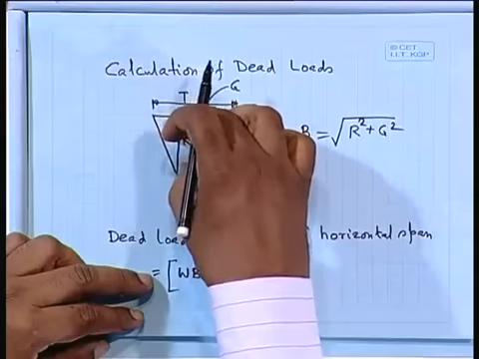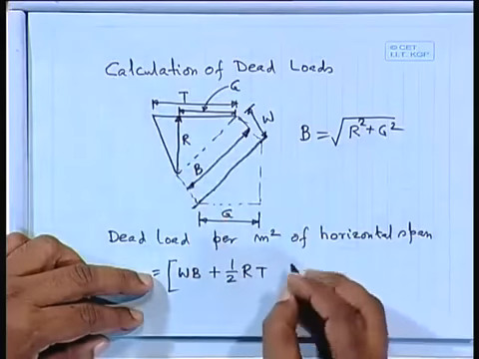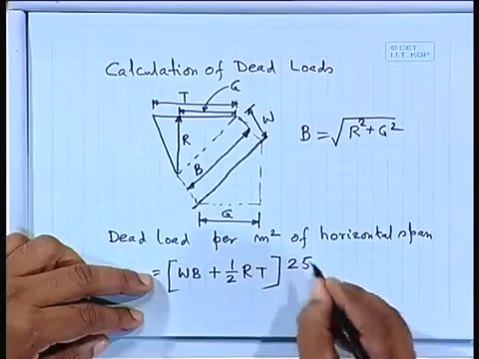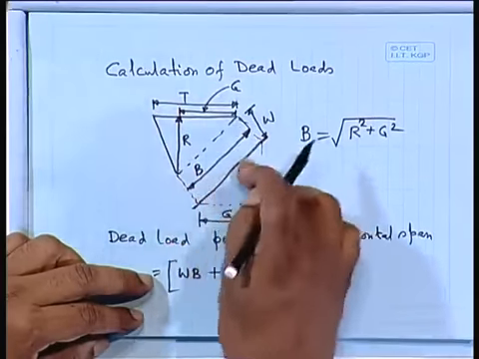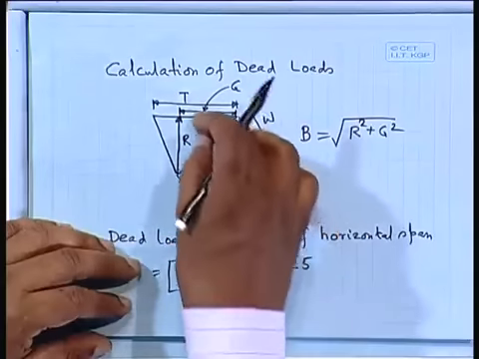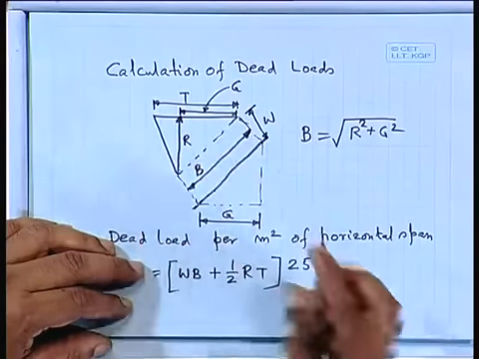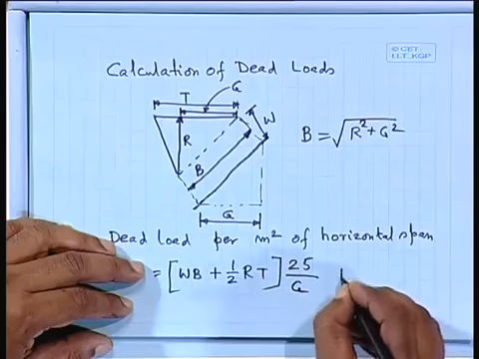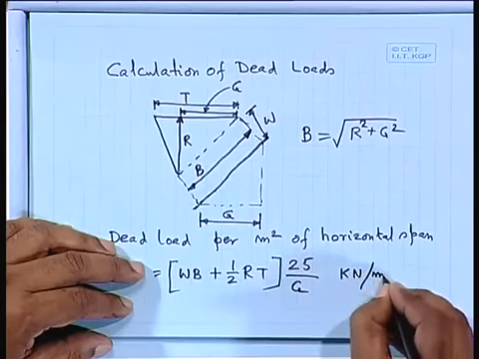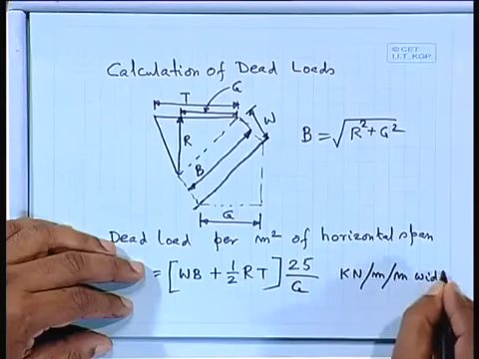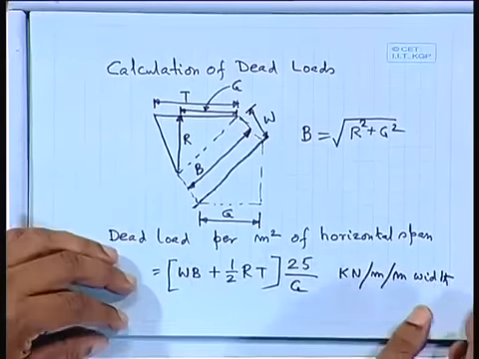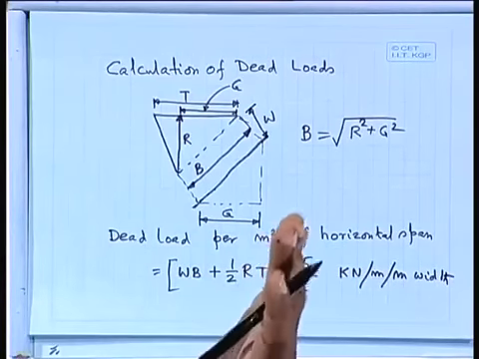R is the height, and T that base, you can say, times the 25 kilonewton per meter cube. This is the 1 meter of width of the staircase, 1 meter width of the staircase times 25 will give me the weight, and divided by G, this one means kilonewton per meter width, or kilonewton per square meter. We are talking the staircase is going like this. So, I am taking 1 meter width, and we are having each step. So, each step we can take it.